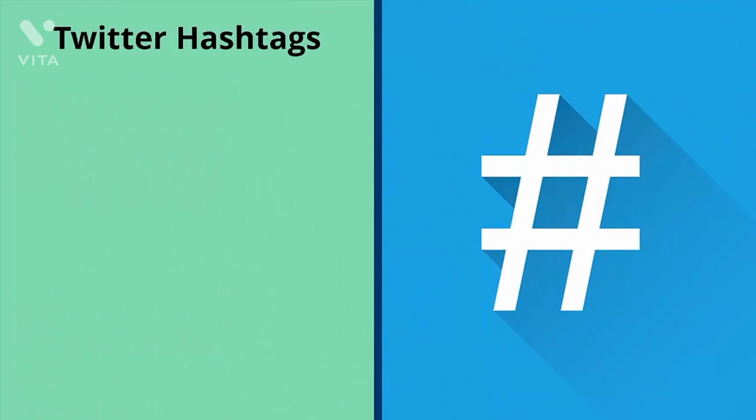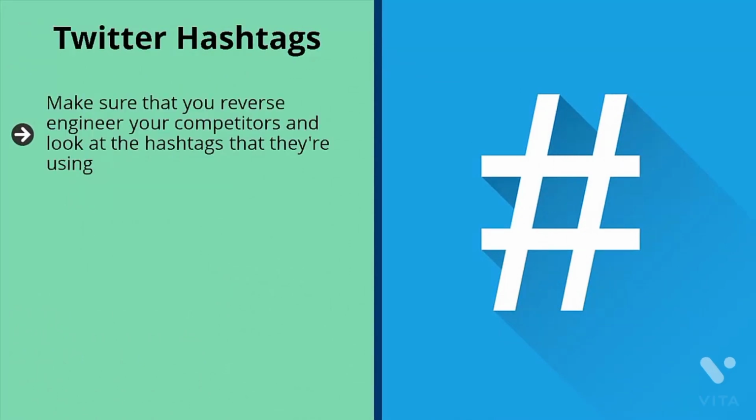Twitter hashtags. Make sure that you reverse engineer your competitors and look at the hashtags that they're using. Rotate among these hashtags and try to figure out which hashtags are producing the most visibility for your content on that platform. This is not easy to do. You need to come up with a way to track which hashtags got the most engagement.